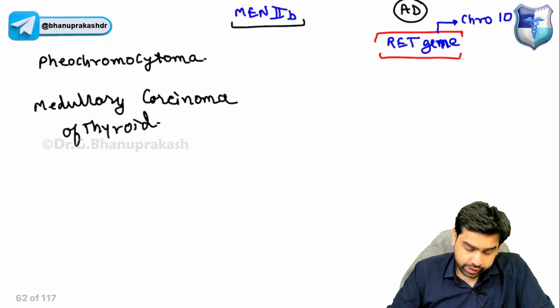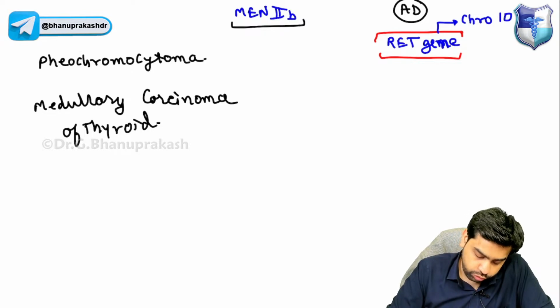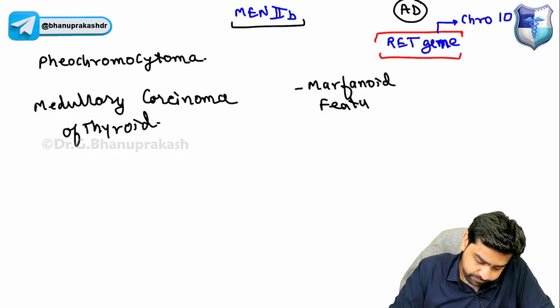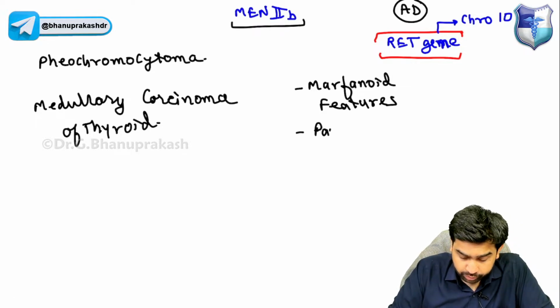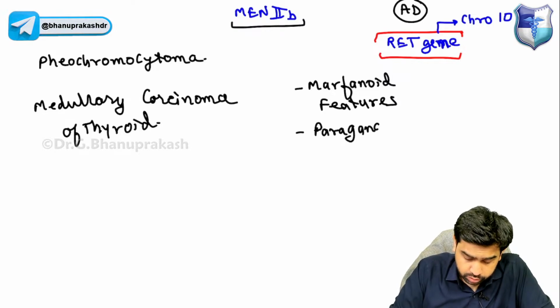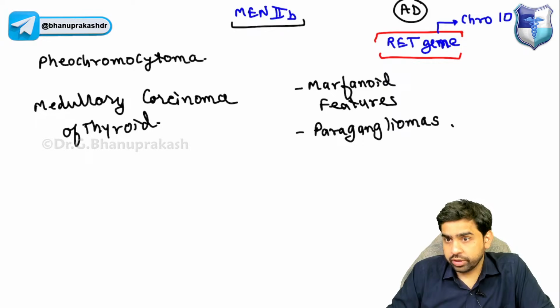So over here, as I told you, along with this, the patients are also going to have marfanoid features. What else are going to be there? Paragangliomas. I hope you're able to understand this point, guys. Okay, so that is what you need to understand.